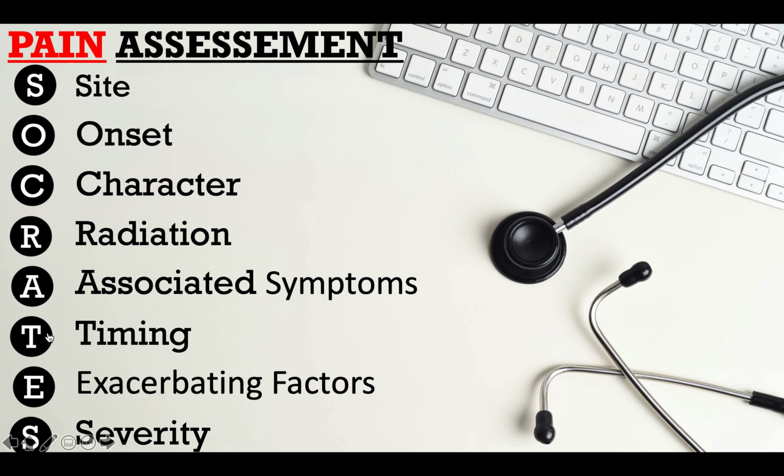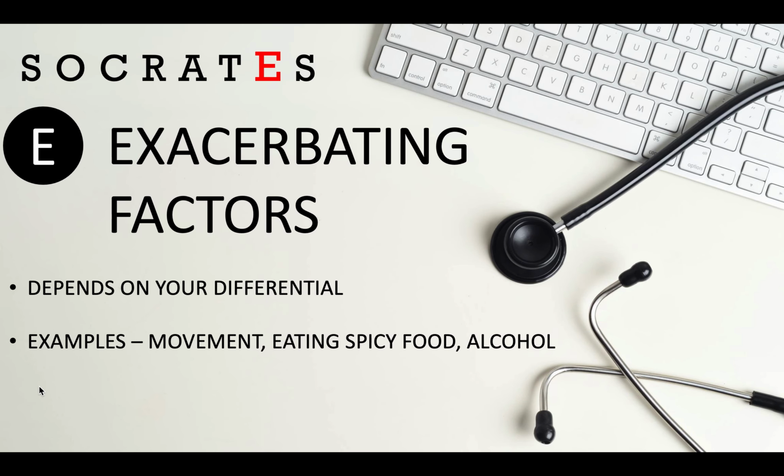So I'm going to skip timing because we've already done that with onset, and we're going to go to exacerbating factors. Another reason I like putting timing with onset is because I find from associated symptoms, exacerbating factors follow on quite nicely. So we've now established what other symptoms the patient has. And I just want to come back to that chest pain. Does anything particular make it worse or make it better? So you have to ask about exacerbating and relieving factors.